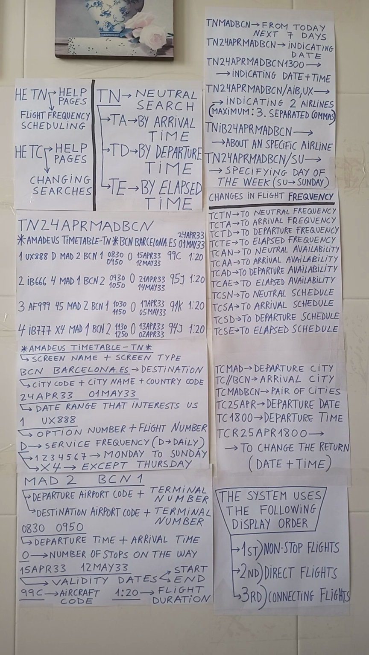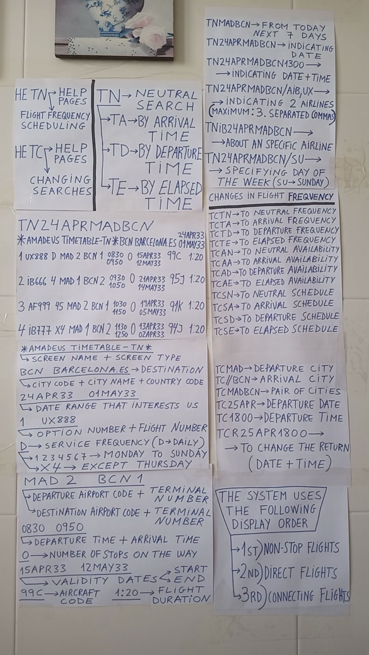TCAN is used to change a search that has been done previously so that the new search is now with the AN code. TCAA is used to change a search that has been done previously so that the new search is now with the AA code. TCAD is used to change a search that has been done previously so that the new search is now with the AD code. TCAE is used to change a search that has been done previously so that the new search is now with AE code.